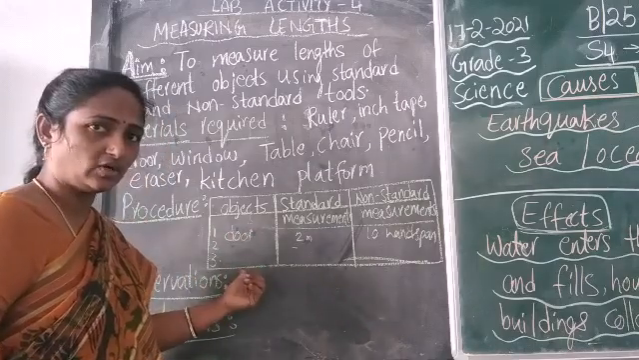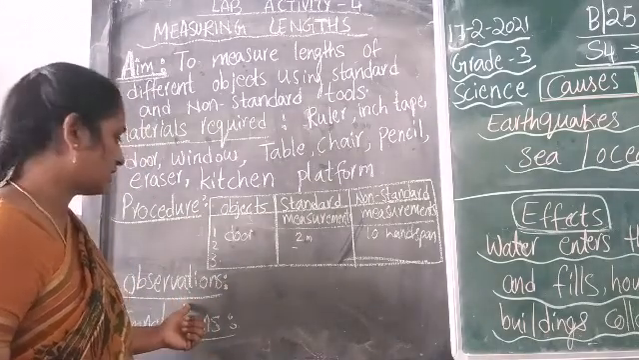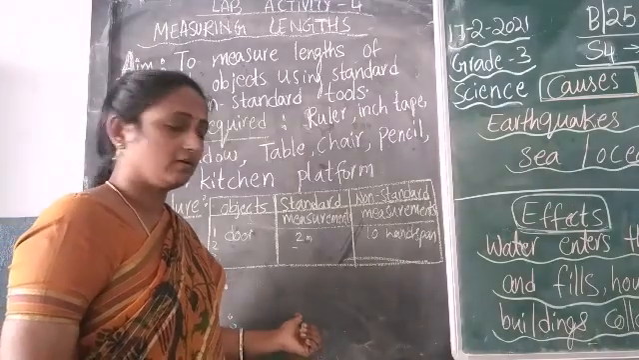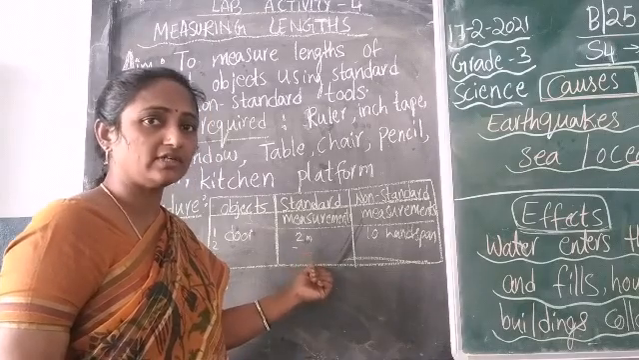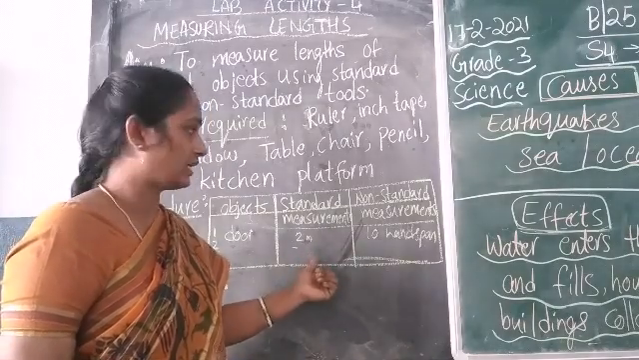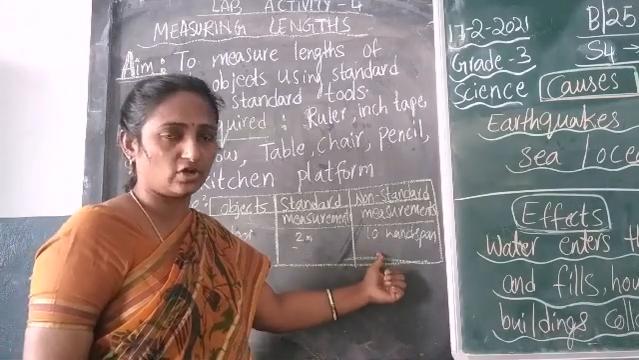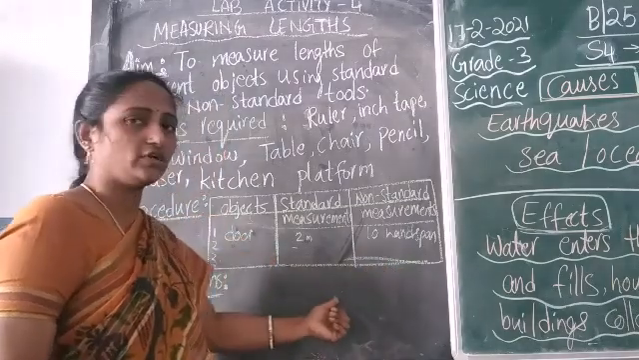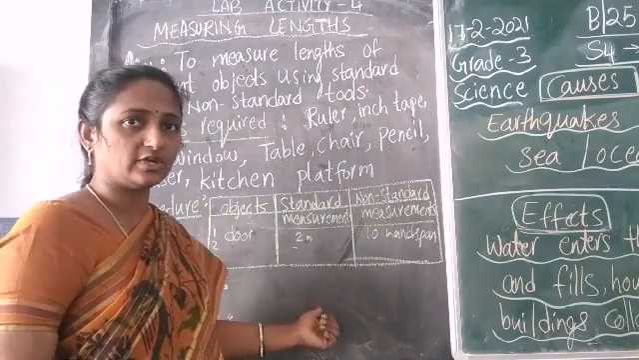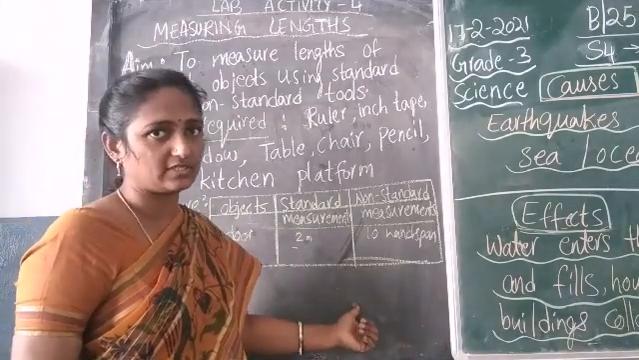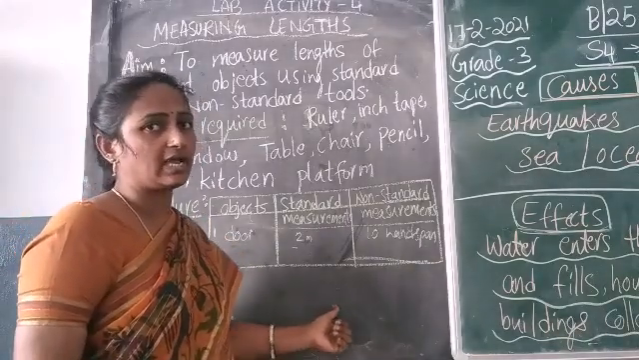After completing the table, in the observation column you are going to write what you have observed. The standard measurements have given definite units, whereas the non-standard measurements do not give definite, accurate measurements of any object. So in that way you are going to write your observation. The standard tools have given definite, accurate measurements, and the non-standard measurements will not give you the exact measurement.